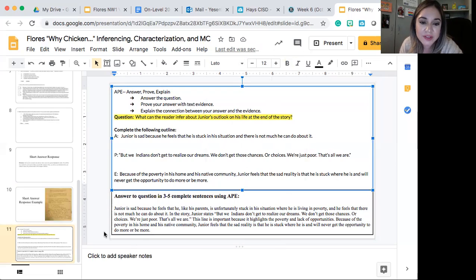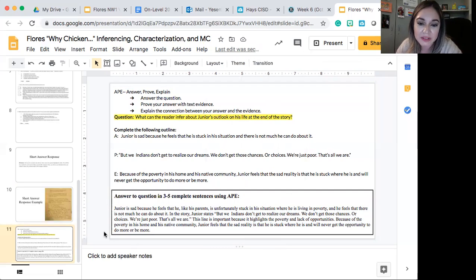So I said Junior is sad because he feels that he, like his parents, is unfortunately stuck in his situation where he is living in poverty and he feels that there is not much he can do about it. In the story, Junior states, "but we Indians don't get to realize our dreams. We don't get those chances or choices. We're just poor. That's all we are." This line is important because it highlights the poverty and lack of opportunities. Because of the poverty in his home and his native community, Junior feels that the sad reality is that he is stuck where he is and will never get the opportunity to do more or be more.